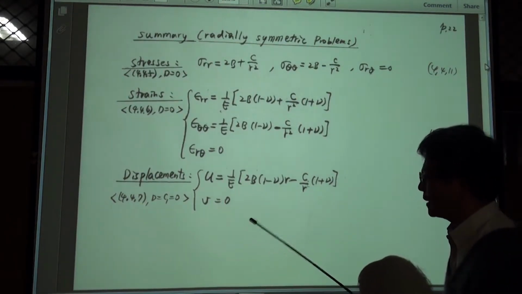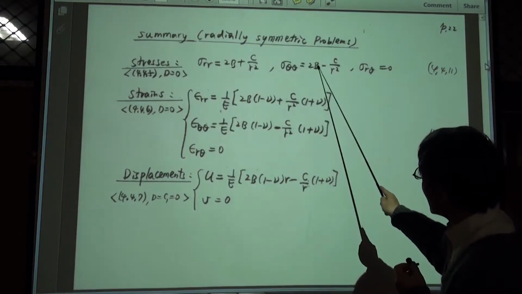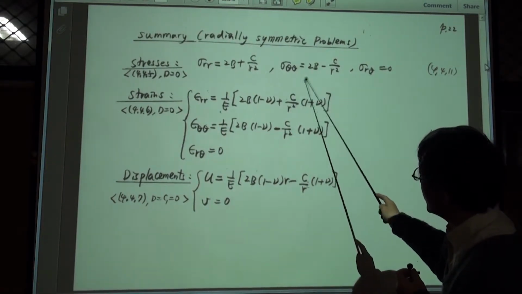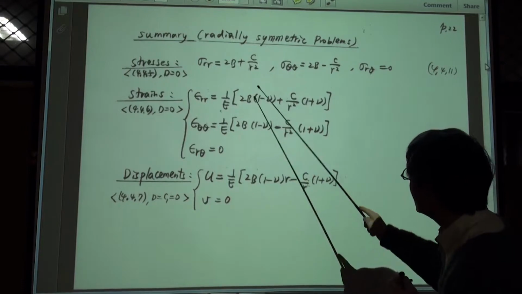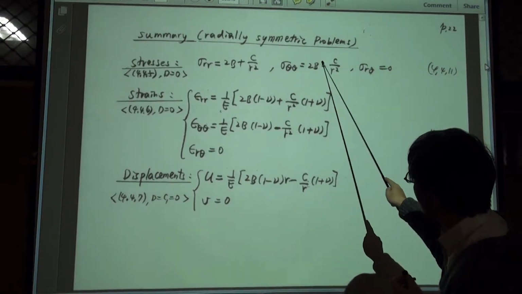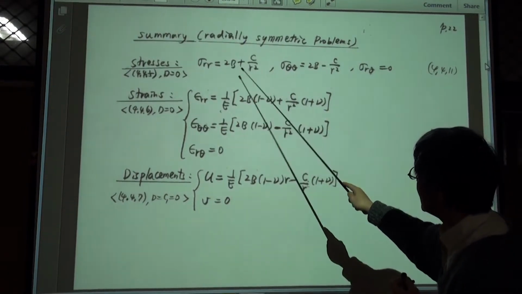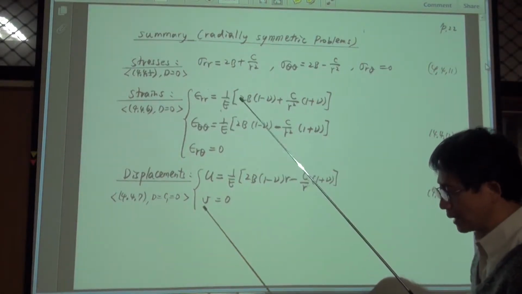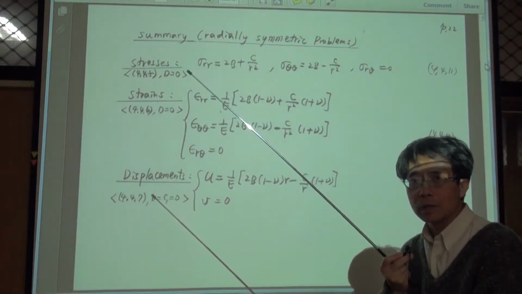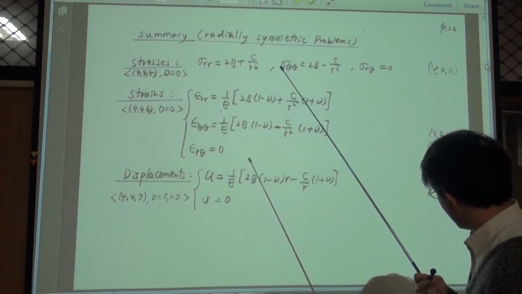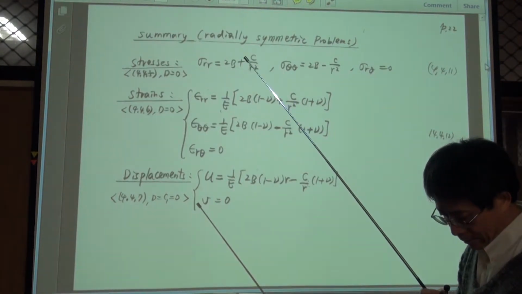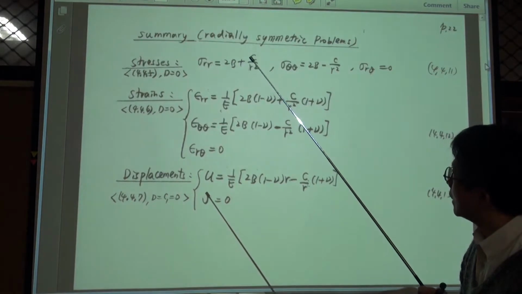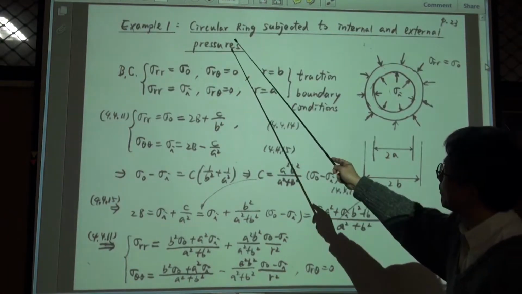Not yet, please, because in these stress components, strain components and displacement, we have some arbitrary constants inside, right? B and C, B and C, B and C. So we need to use some boundary conditions to determine these unknown constants. Okay, let us look at example 1.